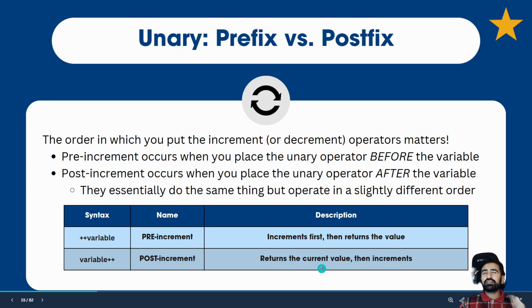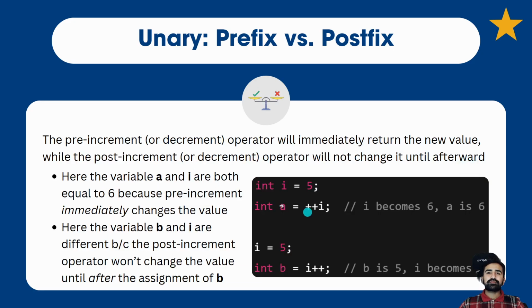I know it's kind of weird, right? Because we haven't seen this operator before. It might not make a lot of sense just yet. So let's go ahead and look at an example. We're going to see how putting the operator before and after might modify the behavior of this program. Pre-increment will immediately return the new value, while post-increment will not change it until afterwards.